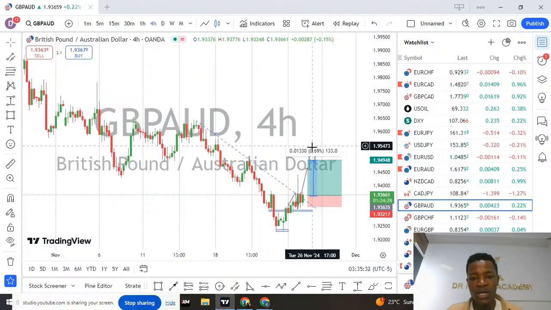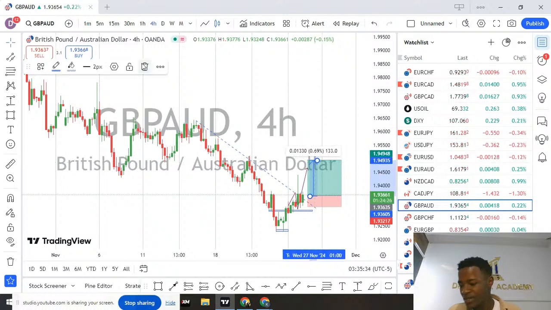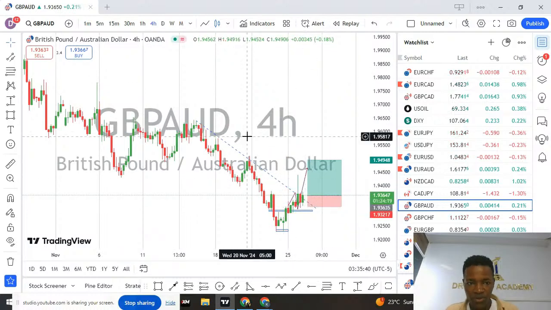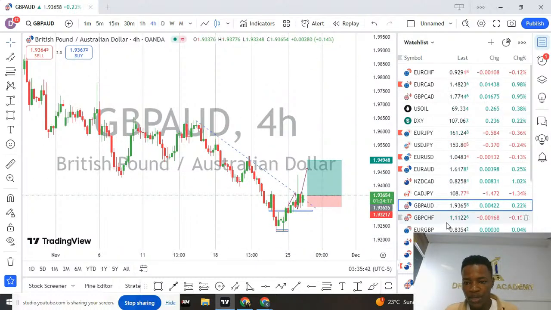So make sure that your stop loss is beneath. Is it beneath? I hope I'm using the right English. Beneath or below the week. Just this week or the 4 hours here. GBPCHF.